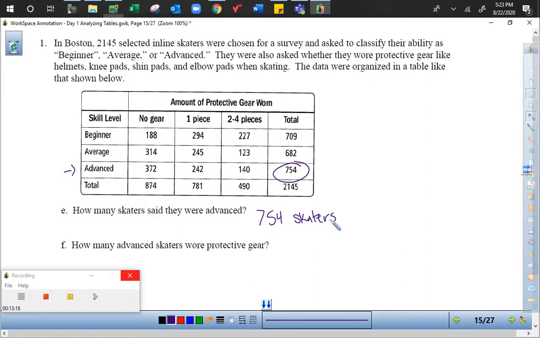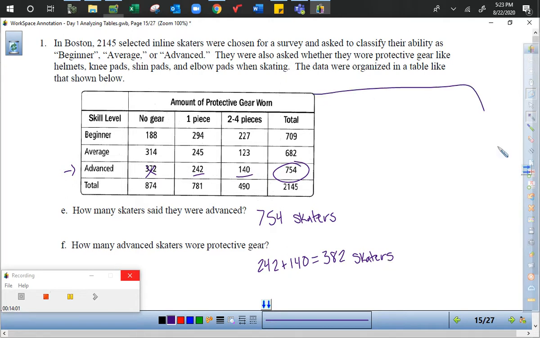Okay. The next one talks about advanced skaters as well. We're already in that row right there, but it says how many advanced skaters wore protective gear. Okay, so if they're wearing gear, they can't be this guy, because that's no gear. But it could be 1 piece, or it could be this 2 to 4 pieces. So what we're going to do is just add those together, because they both work, to get our total. Again, we want to tack on a label.